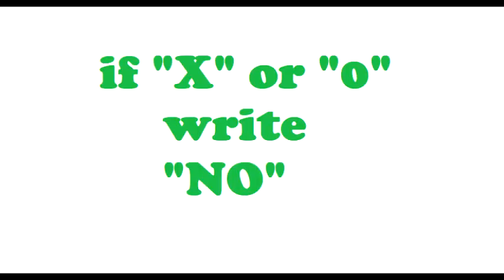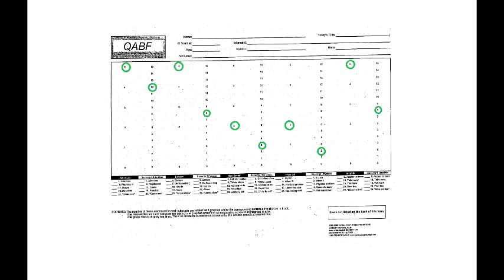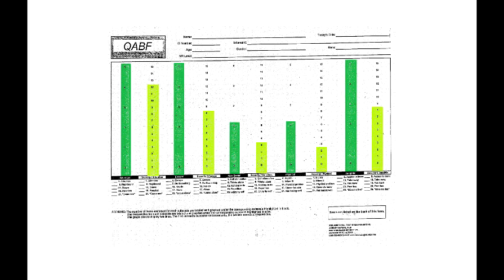If X or 0 was marked, you can write no on the corresponding line. If, however, that item was endorsed at all, whether with a 1, 2, or 3, you can write yes on the corresponding line. Then add up your yeses. You can then add bars to the graph for a quick visual display for analysis.